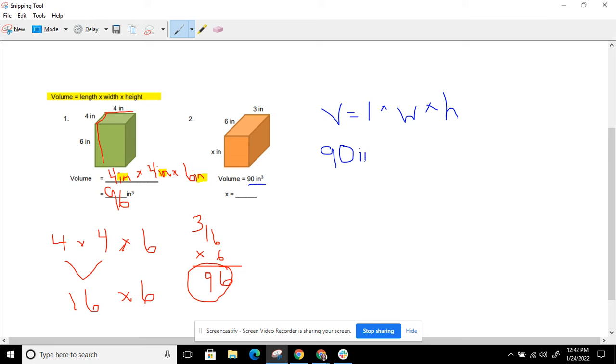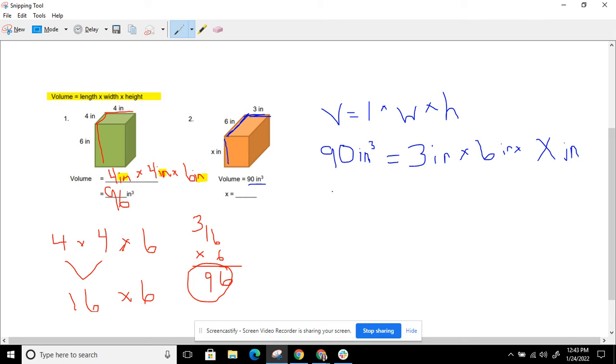90 inches cubed. The length, we've got 6. Oh, I'm sorry, 3. We've got 3 inches. And the width, we've got 6 inches, and we are missing our height. If you notice, our height is an X. So I'm going to write a capital X because that's what we're solving for. We're actually going to be solving for this missing measurement. So we need a number that when we multiply 3 times 6 by the number, we get 90.